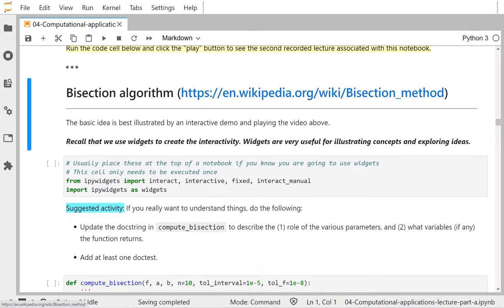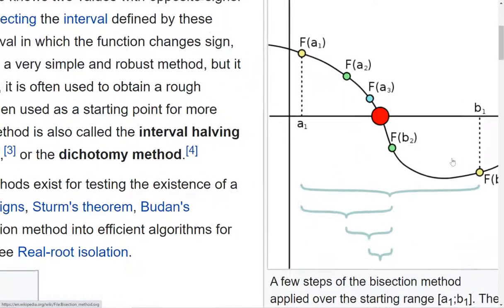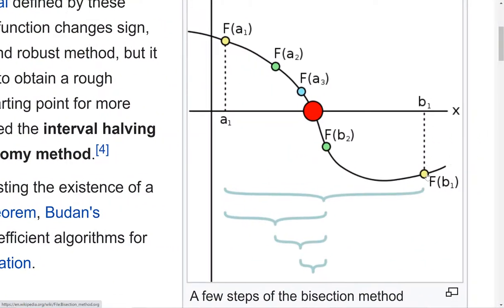I provide this link, which takes you to the Wikipedia article that explains the basic idea of this method. So it works on continuous functions. The basic idea is, with a continuous function, if you have a value where you know the function is positive and you have another value where you know the function's negative, well then the function had to have been 0 somewhere between these two inputs.